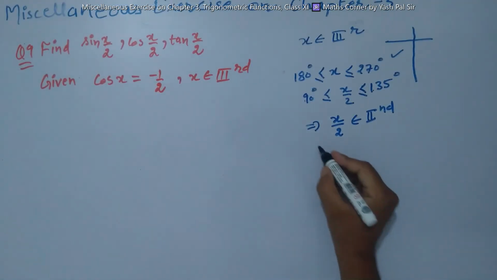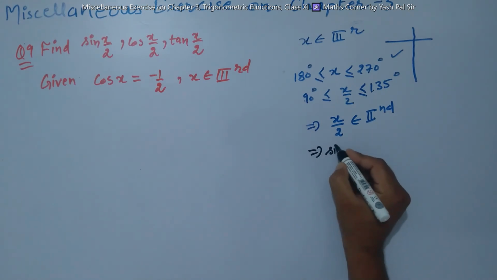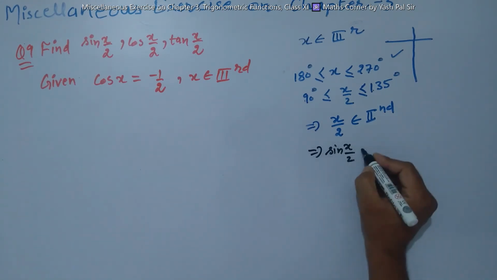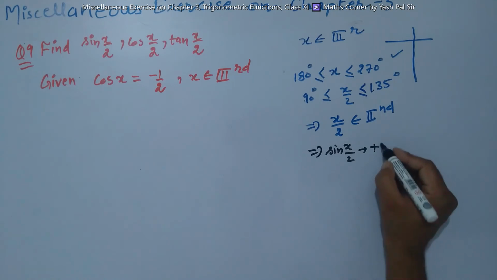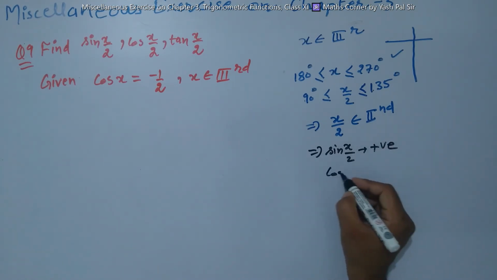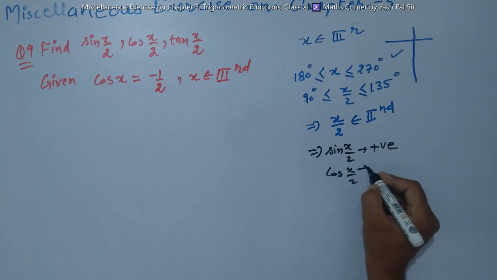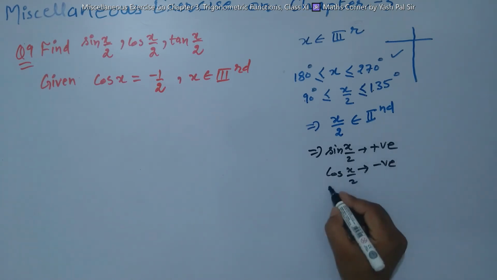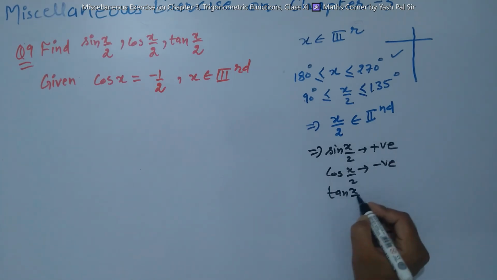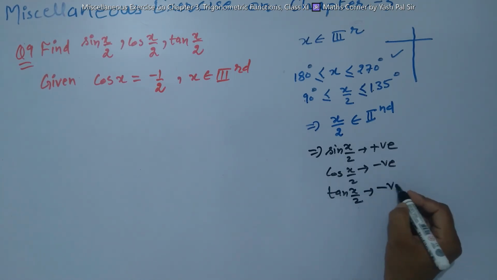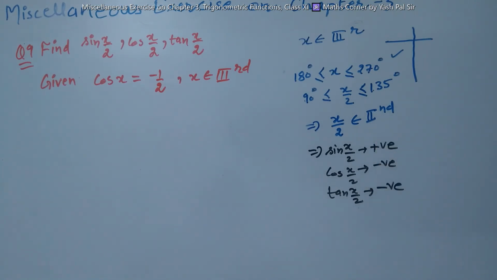Conclusion is: sine of x by 2 will be positive, cos of x by 2 will be negative, and tangent of x by 2 will also be negative in the second quadrant. So now let us proceed.